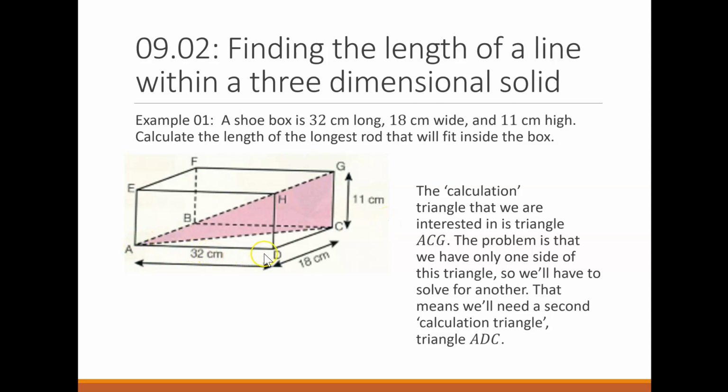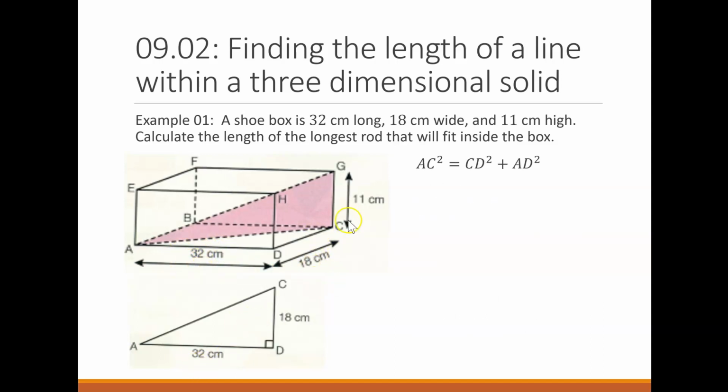So I'm going to look for another calculation triangle that involves AC. I mean, clearly that's going to be ADC here, right? Should be pretty easy to look at that. And I love that one because I know two side lengths for it already. So Pythagorean theorem, yada, yada, yada. I get square root of 1348. Everybody's happy with that?